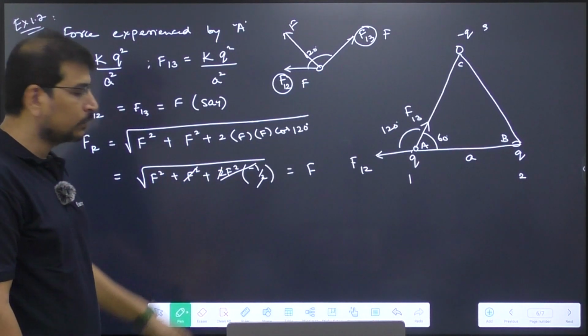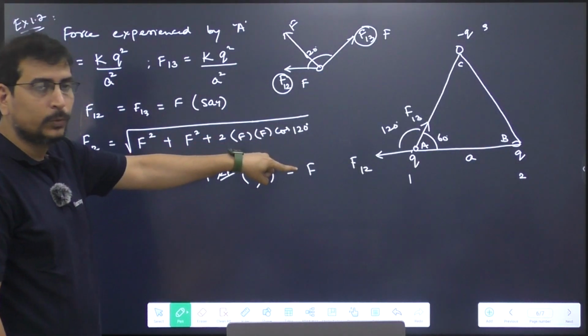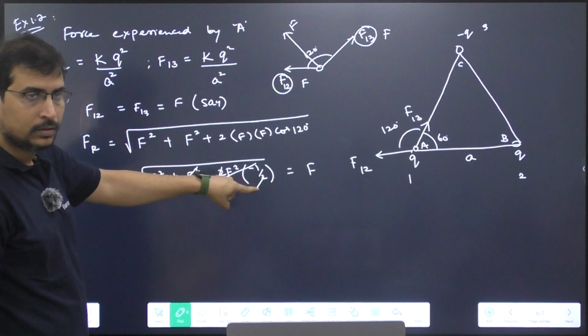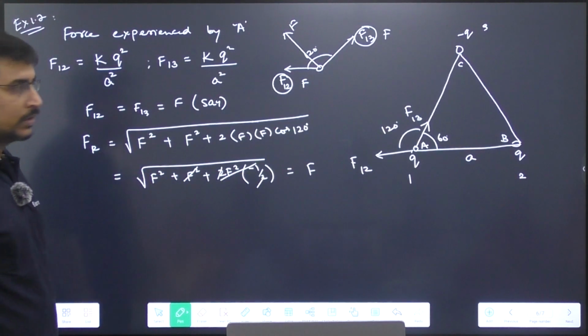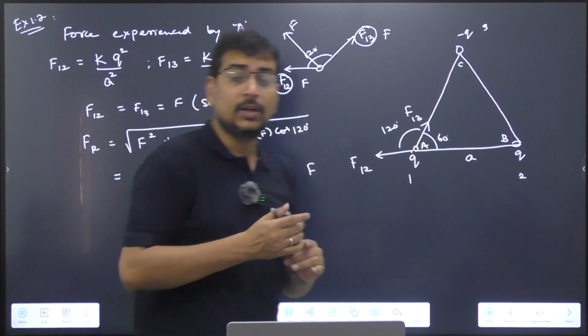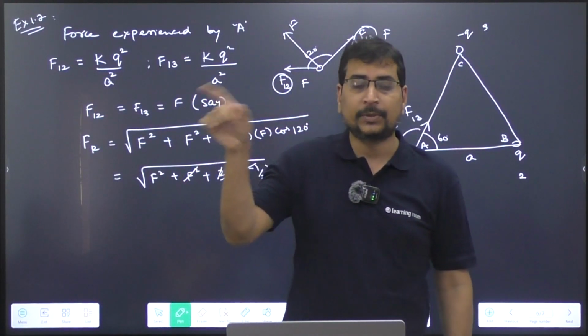Now, 1F square and 1F square will get cancelled, no? Because cos 120 is minus half. 2 and 2 get cancelled. So, this is minus F square, right? So, the resultant will be F. Now, the next question is, what is the angle at which it is acting with respect to both the vectors?